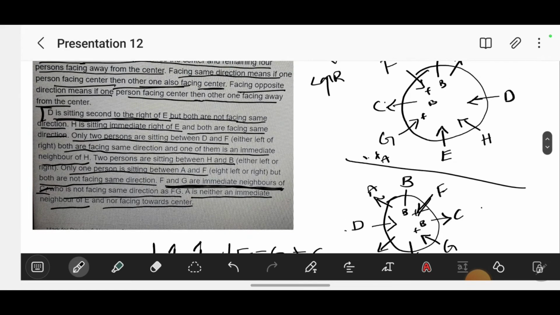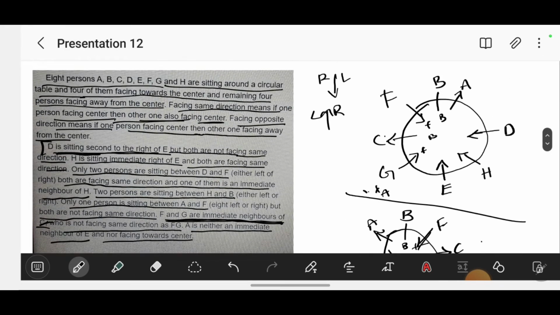No, we left one thing. Let me see that. Only 2 persons sitting between D and F. Okay, D and F, 2 persons, and both are facing the same direction. One of them is an immediate neighbor of H. Okay, D and F.